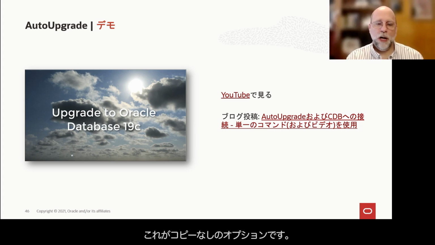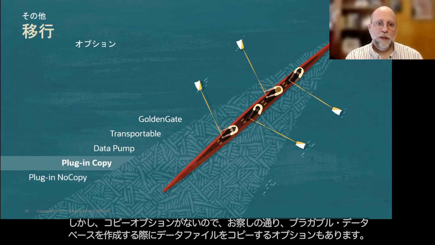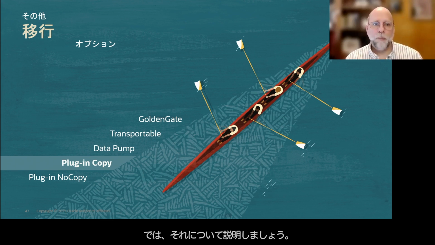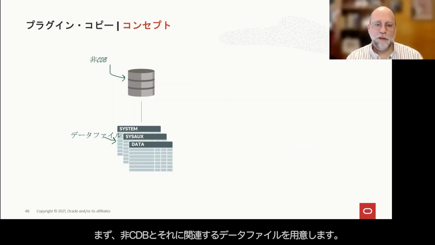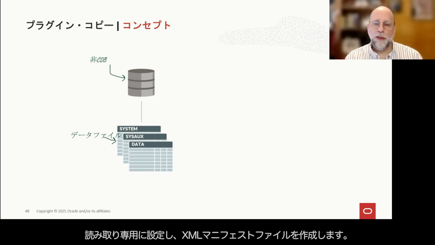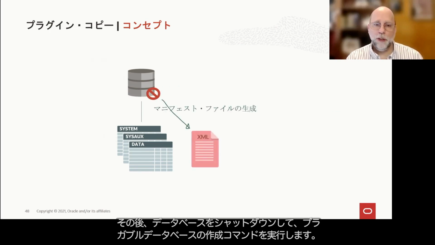So that's the no copy option, but because there's the no copy option, as you might guess, there is also the option to copy the data files when creating your pluggable database. So let's talk about that. The beginnings are very much the same. You start with your non-CDB and its associated data files. You set that read-only and create your XML manifest file, then shut down the database so that you can do the create pluggable database command.